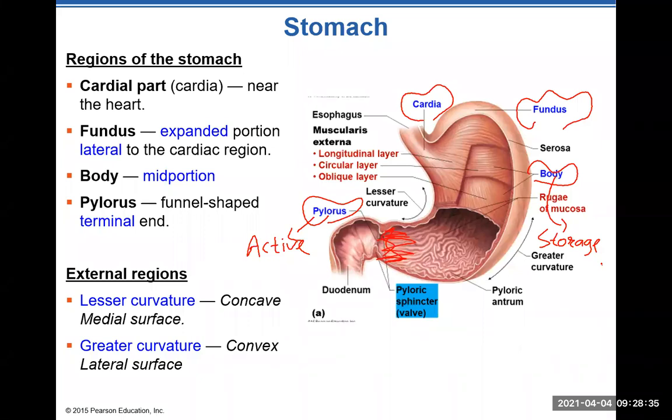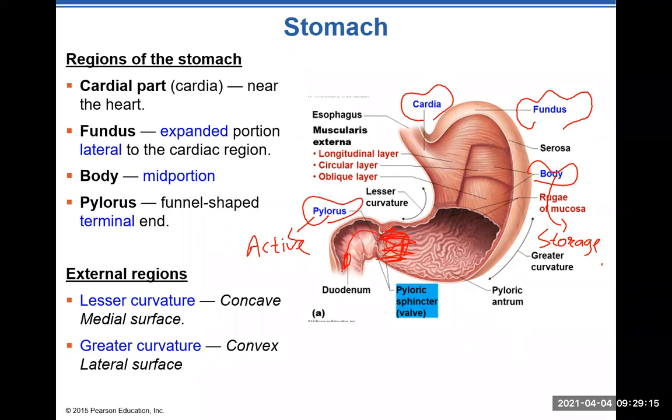Once we discuss the physiology of the stomach, there's a lot of churning and mixing with the digestive juices. All those movements will take place in the pylorus region. That is why I said this is the most active region of the stomach. Once the food is converted into chyme, a kind of semi-solid liquid mixed with digestive juices and partially digested, it passes into the next part called the duodenum, which is the first part of the small intestine.